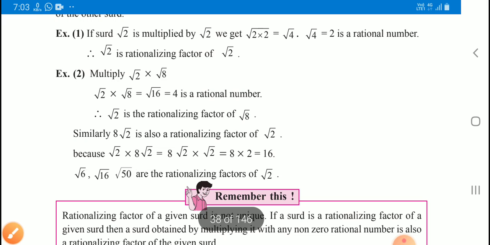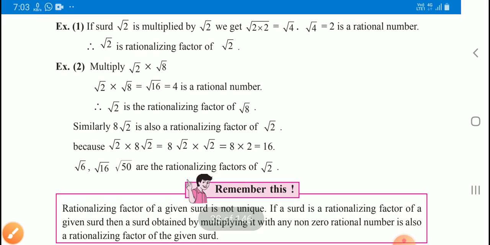Okay. Now we'll see the example given in your book. Let us multiply root 2 into root 8. If you multiply root 2 into root 8, you will get root 16, and root 16 is a perfect square, and the answer of root 16 is 4.